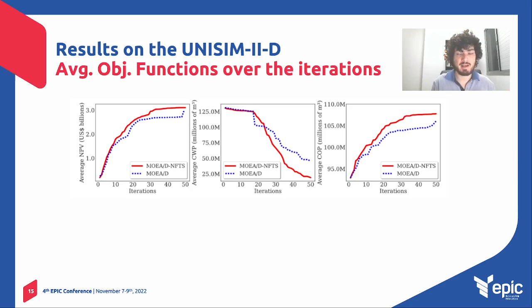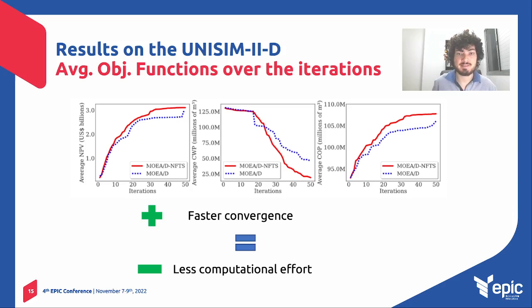If we consider the average objective functions over the iterations, we can also see that our method, the red line here, achieves faster convergence, better results, with fewer iterations. Faster convergence is another important aspect for production optimization, since it requires less computational effort.